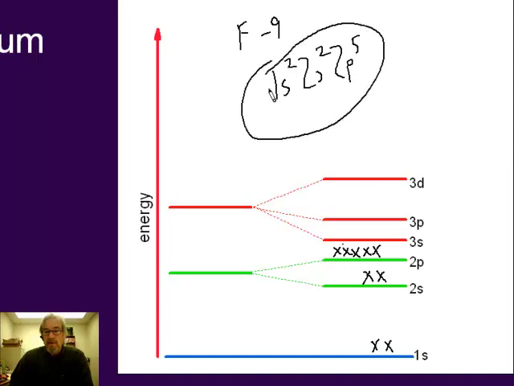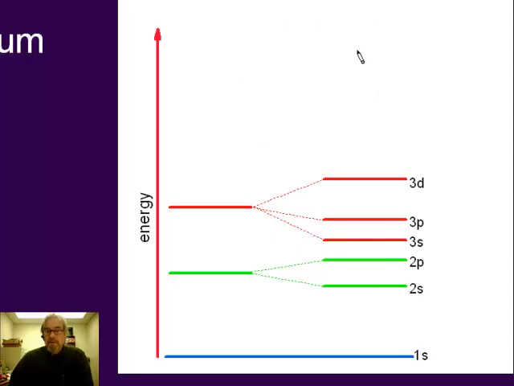Now you probably are noticing a pattern here. 1s is always going to be 2 from now on, 2s is always going to be 2, and 2p just keeps increasing by only 1. So for neon, the very next element, number 10, I can expect to find 2 here and 2 here. I'll always have 2 in 1s and 2s from now on.